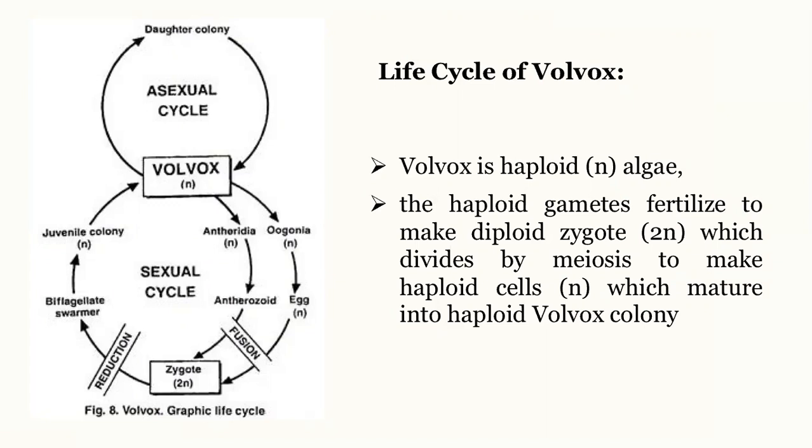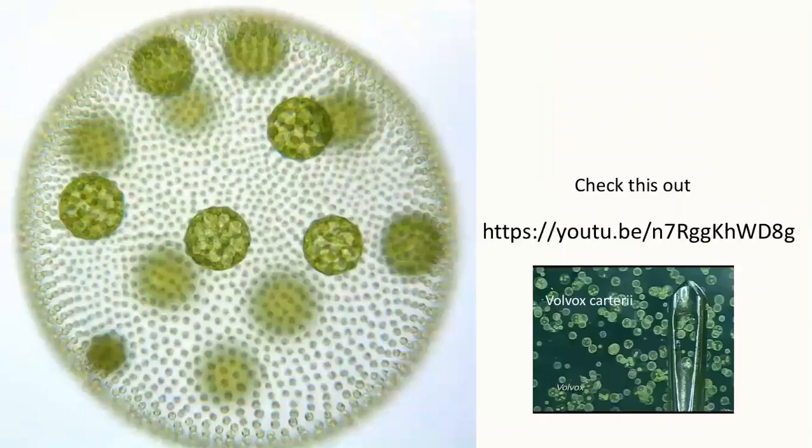So to start with, Volvox is a haploid cell. And the only diploid stage that is seen in the life cycle of Volvox is in the form of a zygote. So the life cycle here in Volvox is said to be haplontic, because the majority of the cells in the life cycle are in a haploid condition, as you can see here. And the only diploid cell that is found in the life cycle of Volvox is a zygotic cell. So this is an example of a haplontic life cycle.